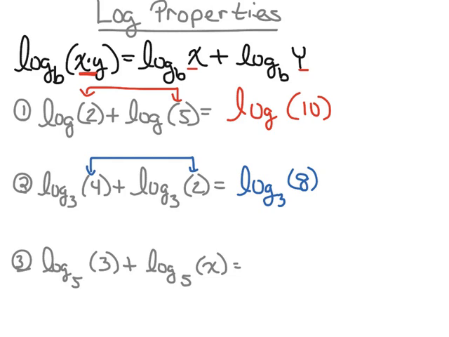Number 3, we have log base 5 of 3 plus log base 5 of x. Again, we're using the same property. That property says that addition is the same thing as multiplying these two values. So this is now going to become log. Keep the base 5. And if I multiply the 3 with the x, I end up with a 3x. So this now becomes log base 5 of 3x.